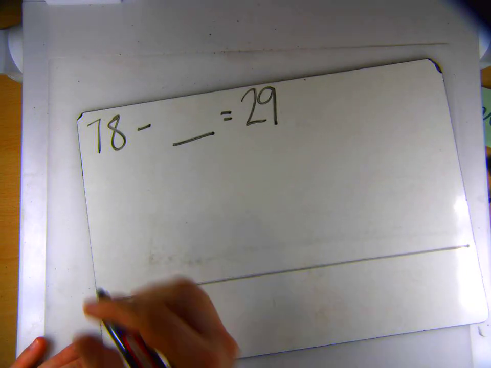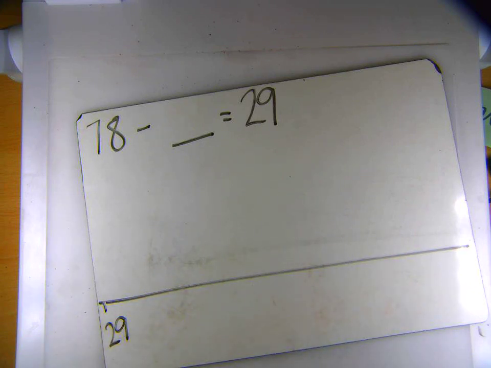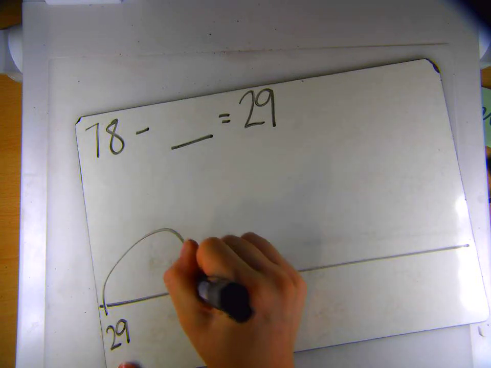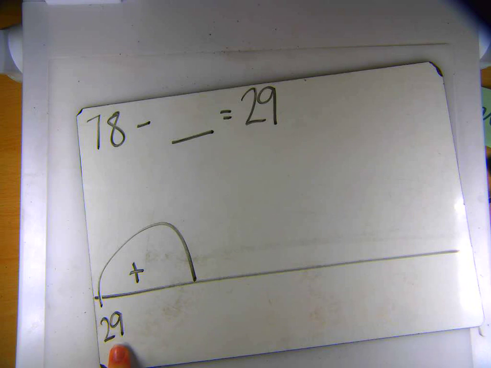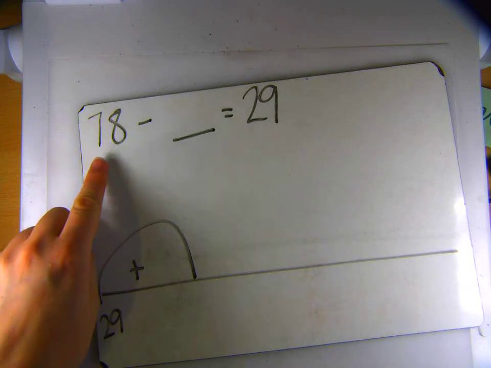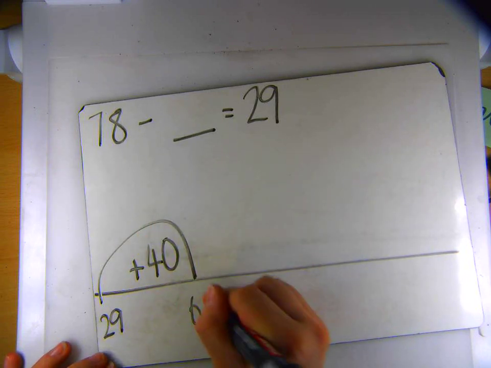Again, draw my empty number line, pop my 29 at the beginning, and I'm going to count up until I get to 78. So, again, adding in multiples of 10, adding 10 would give me 39, 20 would give me 49, 30 would give me 59, adding 40 would give me 69, and adding 50 would give me 79, but I would be going a little bit too far. So I'm going to add 40, which brings me to 69.